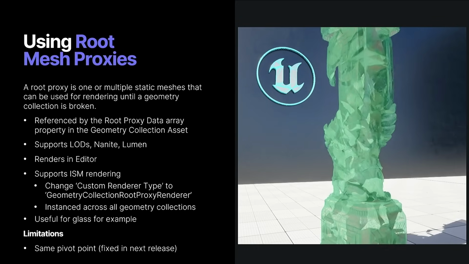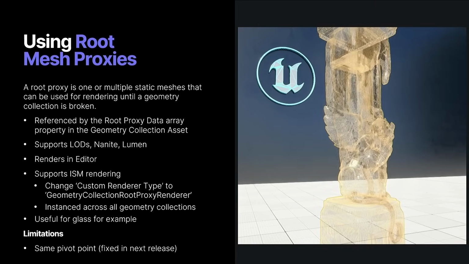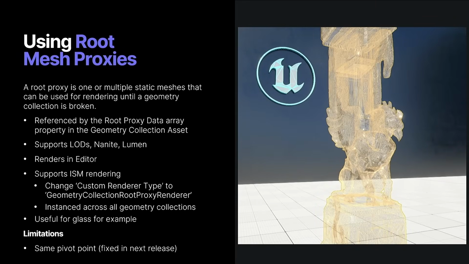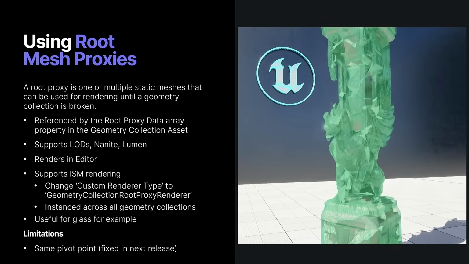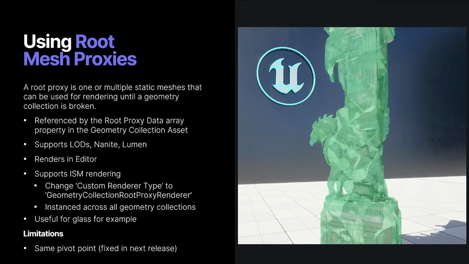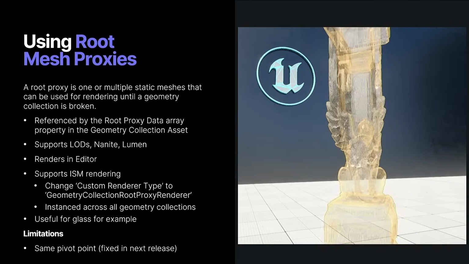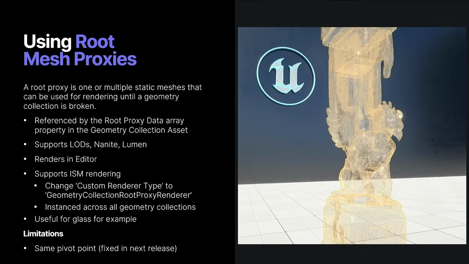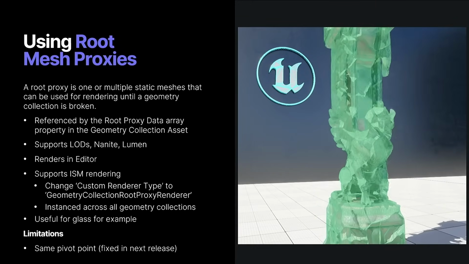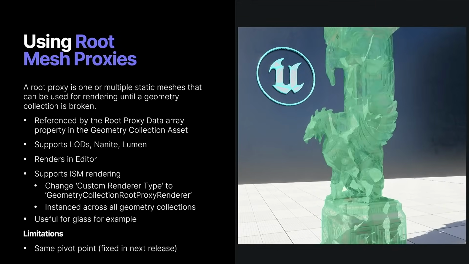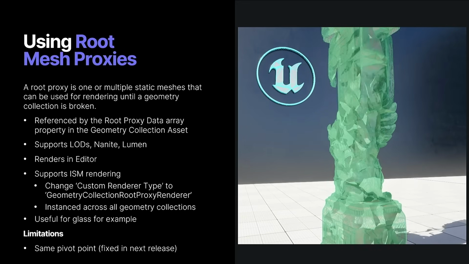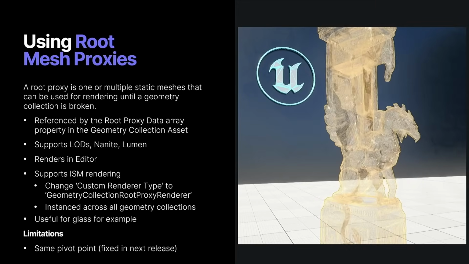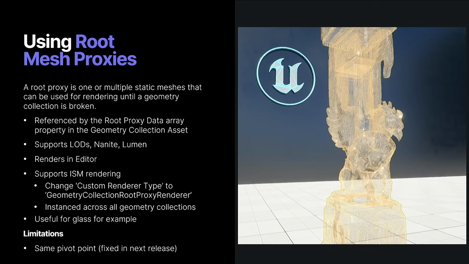We have also introduced custom renderers in geometry collection components. If you choose the geometry collection root proxy renderer, that's a mouthful, then all the root proxies will be rendered using an ISM that is automatically instantiated for you. You don't have to set up anything else. Your root proxies will be instantiated across the entire world of the game. So very highly recommended. This is used actually in Lego Fortnite, for reference.